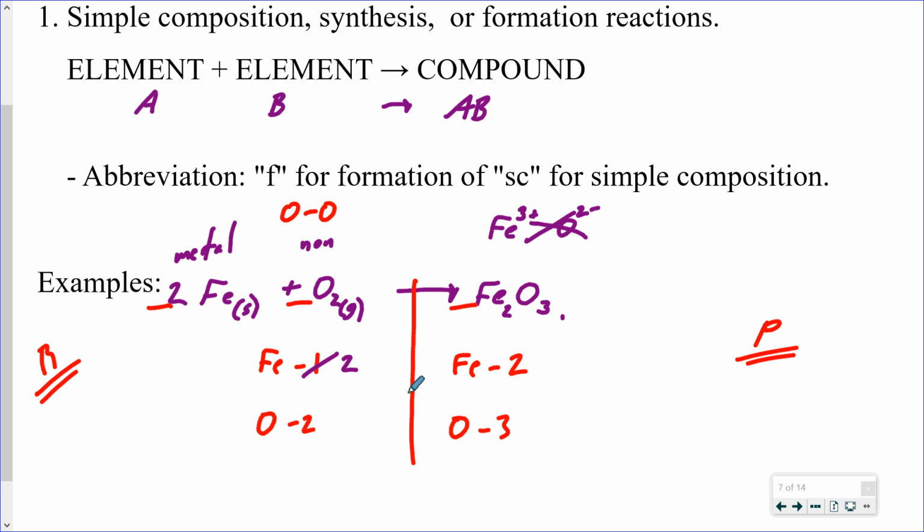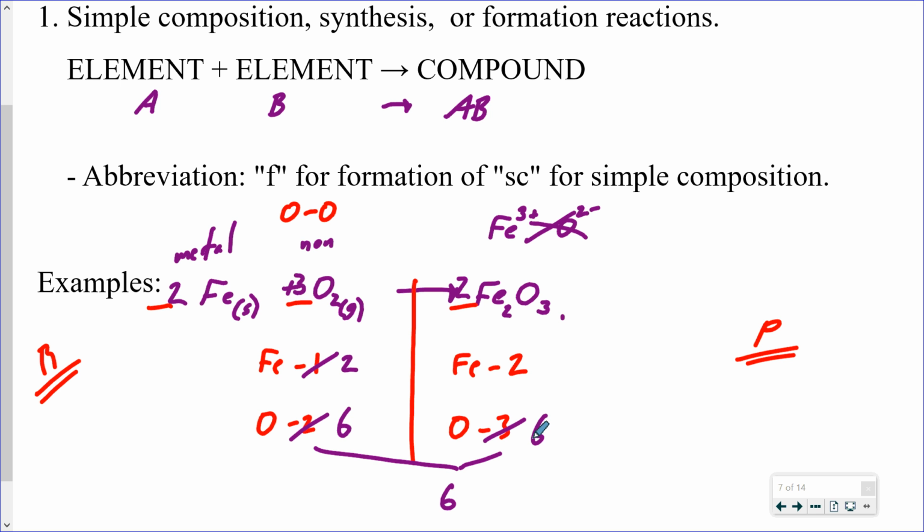I don't have the oxygen balanced. So take a look at what is the lowest common denominator of these two, and it is 6. So that's what I'm going to try to get on each side, which means I have to put a 3 in front of the oxygen, O2, on the left. Now I have 3 times 2, or 6. And on the right, I'm going to put a 2 because 2 times 3, again, is 6.